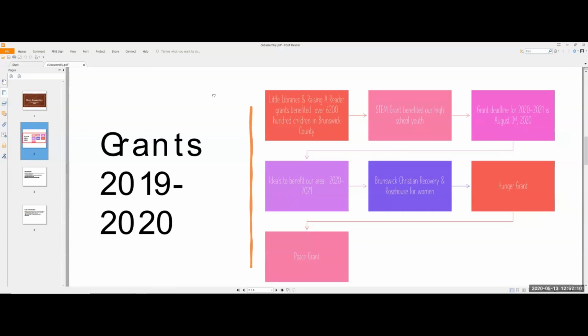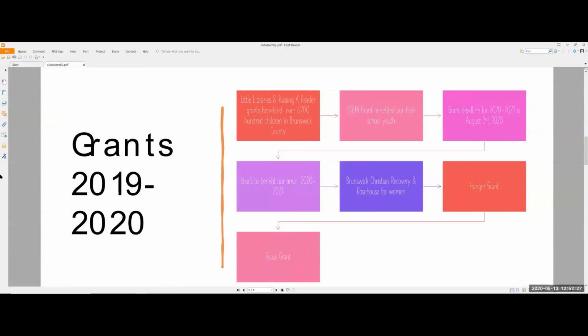I thought it was on there. Anyway, August 3rd. So anyway, the grants that we did this past year, Smart Start said that we helped over 6,200 children in Brunswick County. And then the STEM grant, well, the grant didn't get put on hold, but the activity of what they were doing, unfortunately, because of COVID-19, got put on hold.